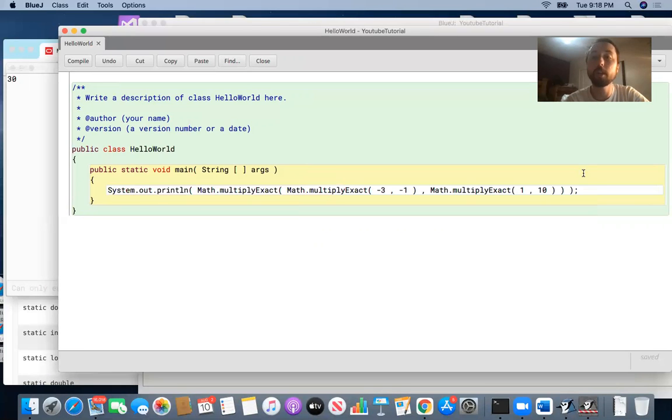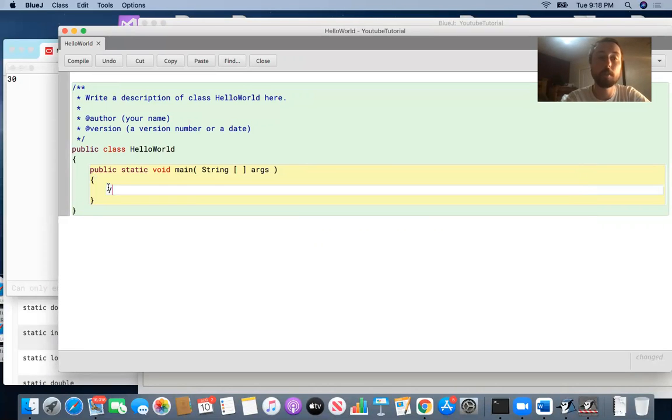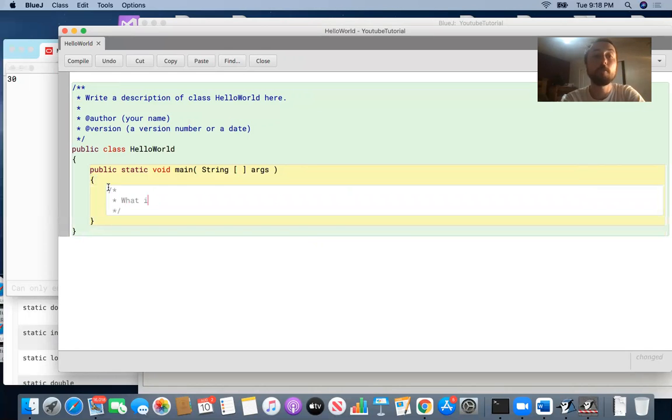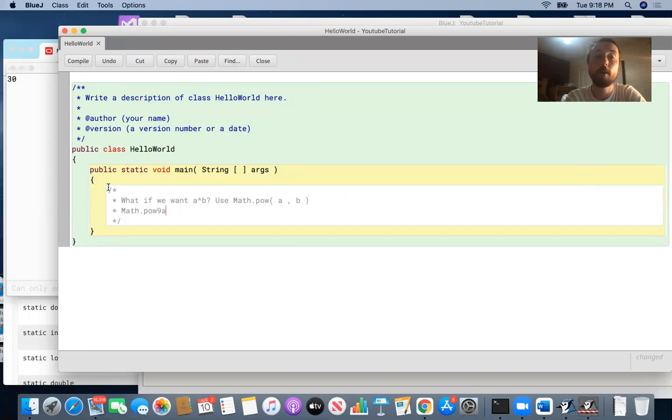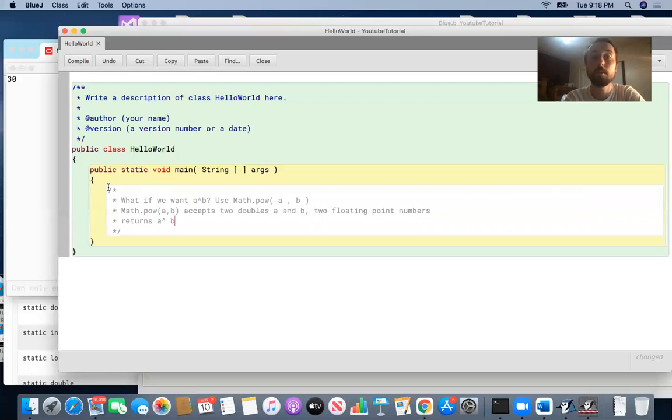What if you want to raise one number to another number? So I'm just going to make a little comment here. What if we want a to the b? Here, use Math.pow of a and b. Math.pow of a and b accepts two doubles, a and b, so two floating point numbers, and returns a to the b. So it's just the first number raised to the second.